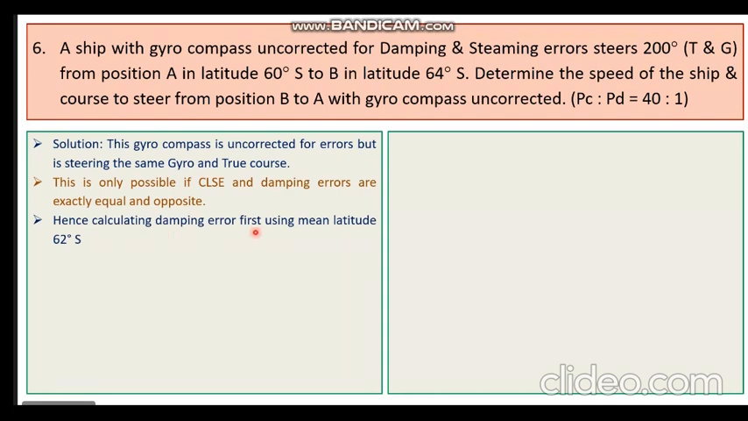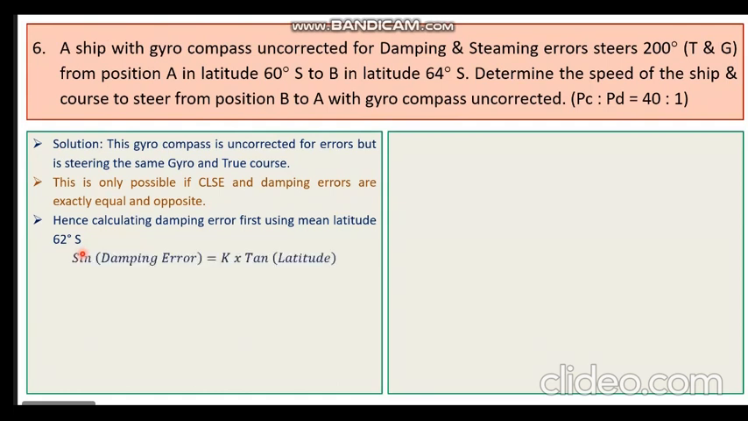So let's calculate the damping error first using a mean latitude of 62 degrees south. Now you see the ship is moving from 60 degrees south to 64 degrees south. Whenever the ship is moving, the latitude will be changing continuously, and the damping error will also be changing continuously. So whenever we are calculating the damping error for a particular stretch, we use the mean latitude to get the damping error. So 60 degrees south to 64 degrees south, the mean latitude comes out to 62 degrees south.